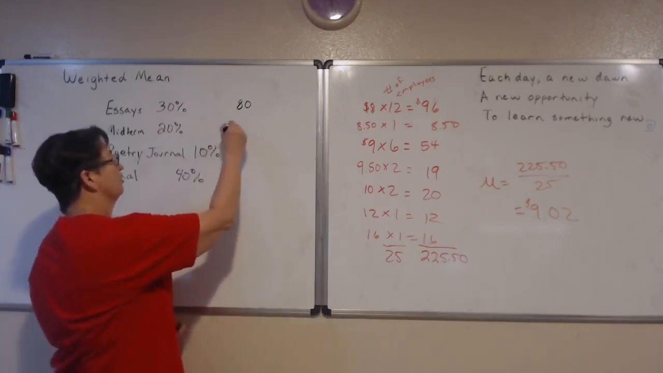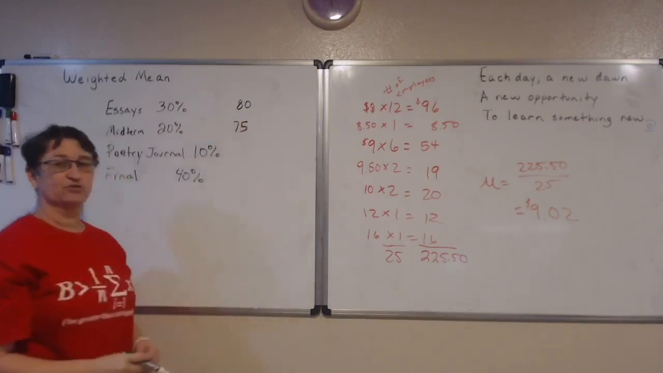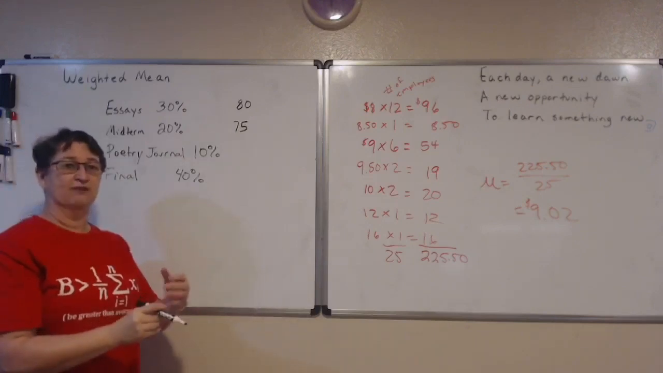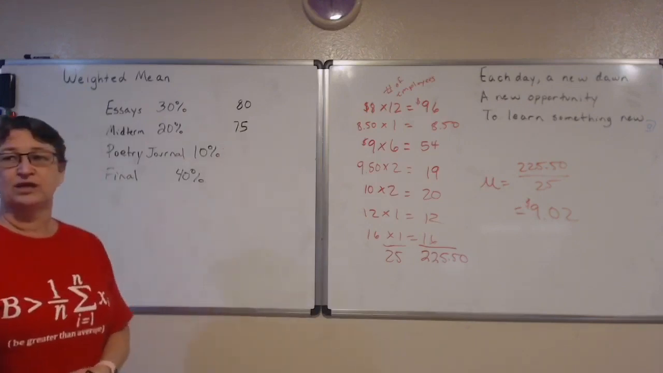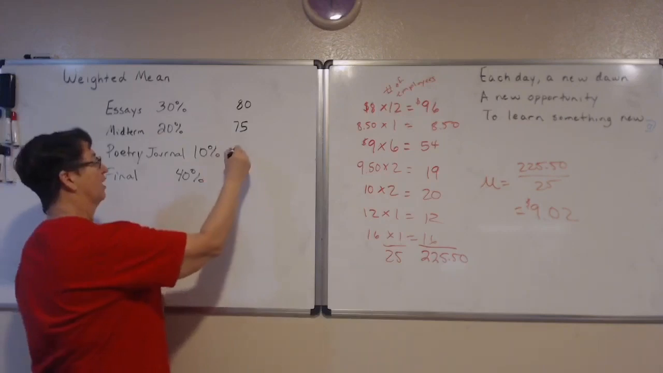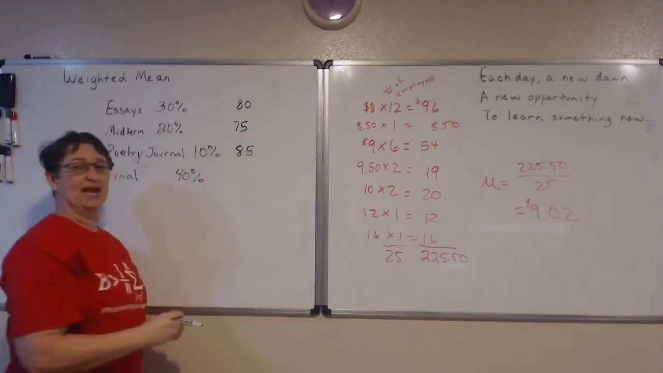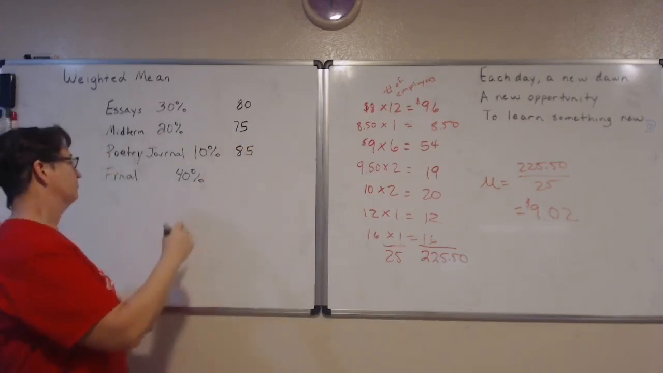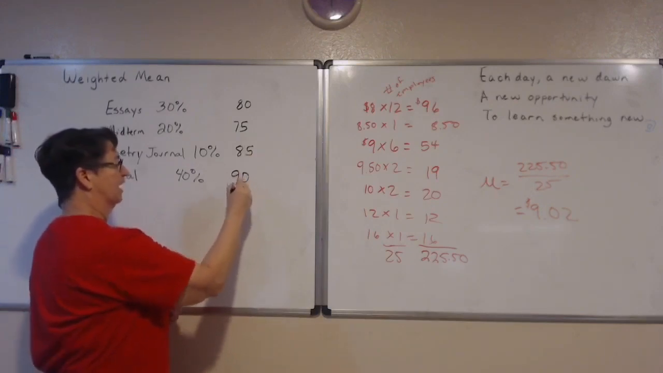The midterm, he made a 75 on. So again, that counts like 20 of those. You could add that up 20 different times. And on the poetry journal, he made an 85. And on his final exam, he made a 90.